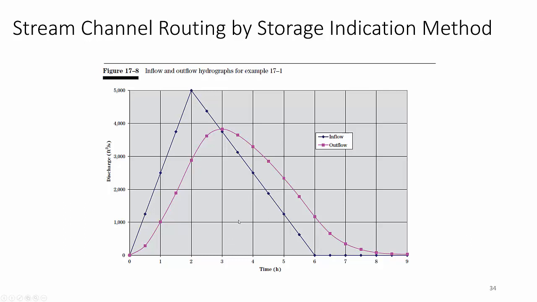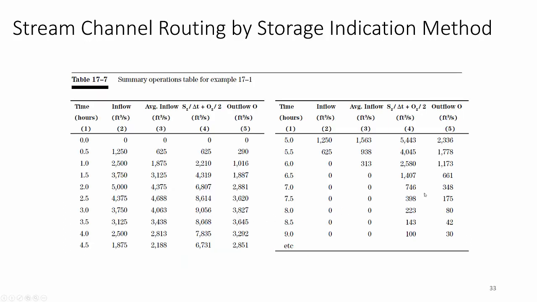So you can see that represented here. Here are our actual outflows as we move from 290 up to a peak of 3,827 at 3 hours, with the inflow peak at 2 hours at 5,000.